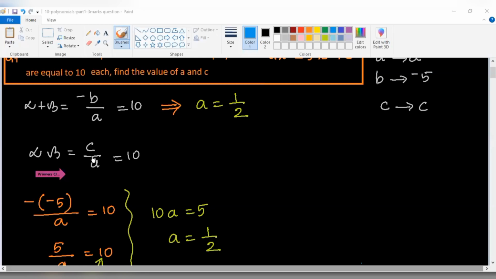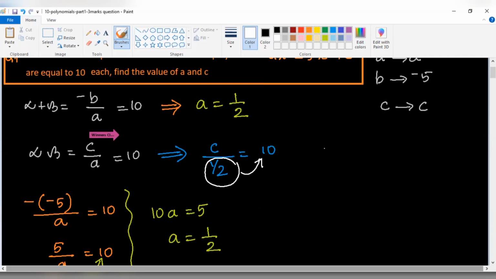Now similarly, let us take this C by A. In place of C we have C, and we got the value of A as 1 by 2. So what we can deduce from here is C by 1 by 2 is equal to 10. In the next step, let us take this 1 by 2 to the right side. C divided by 1 by 2, on the other side, will be multiplication. So C is equal to 10 into 1 by 2. That is, C is equal to 5.